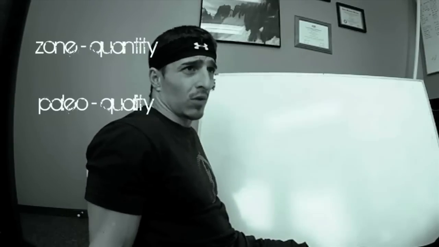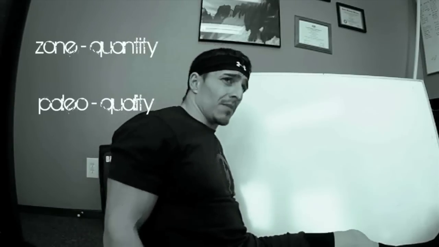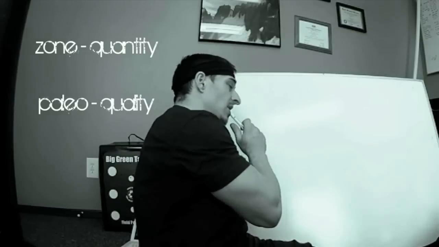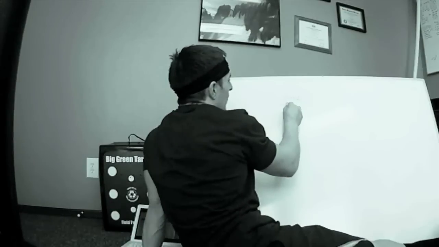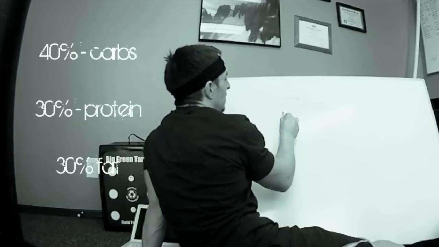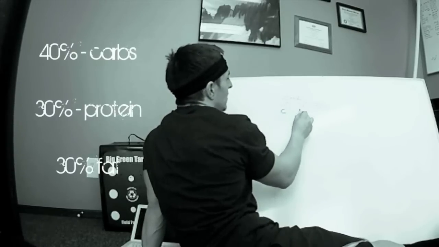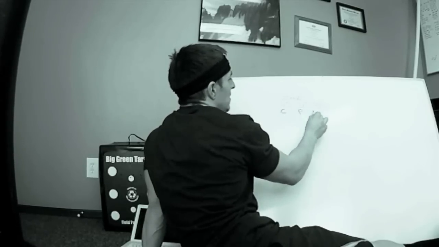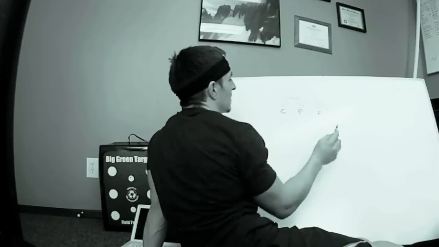You know, there's a lot of folks that preach paleo, preach zone, a lot of people that preach a hybrid. So you got one that really focuses on quantity and the other, paleo, focusing more on quality. Both are probably the best bet to kind of make your own, but anywho, the zone diet recommends somewhere right around 40, 30, 30. This being your carbs, this being your protein, this being your fat, okay?